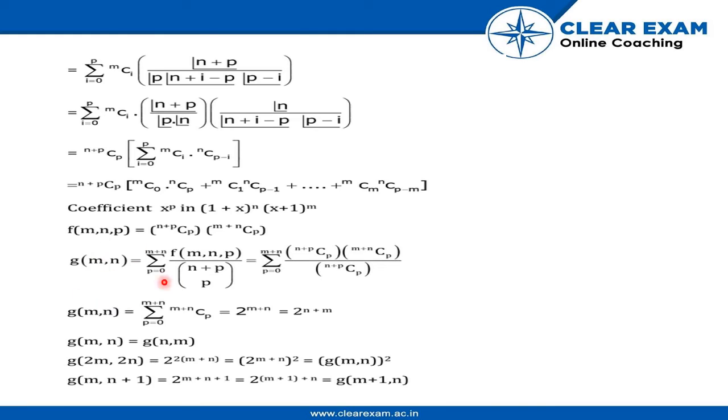So from this we get that g(m, n) is also, we can take common, that is 2 power m plus n, which is equal to 2 power n plus m. So we get g(2m, 2n) is equal to 2 to the power 2(m plus n), which gives g(m, n) whole square. So g(m, n plus 1) will be 2 to the power m plus n plus 1, which gives 2 power of m plus 1 plus n, which gives g(m plus 1, n).